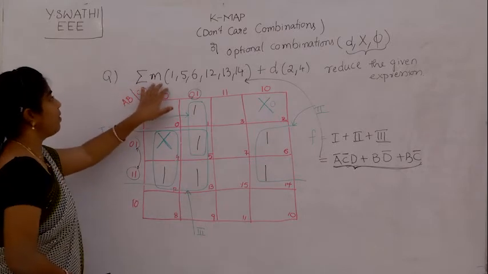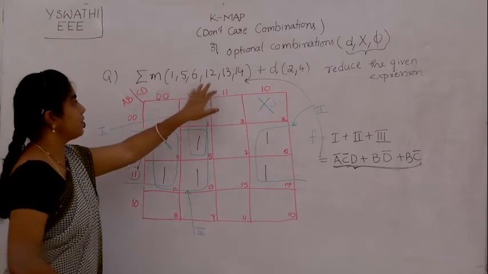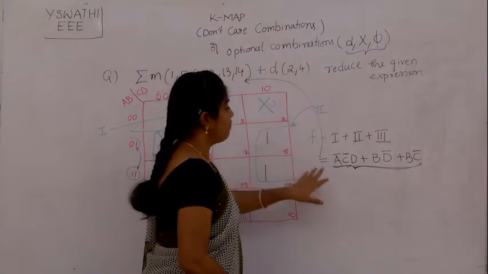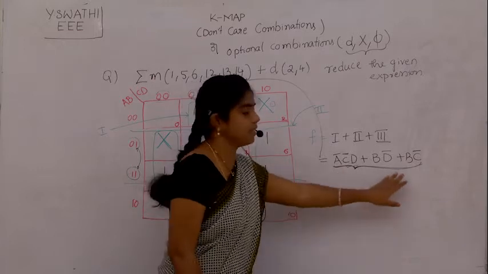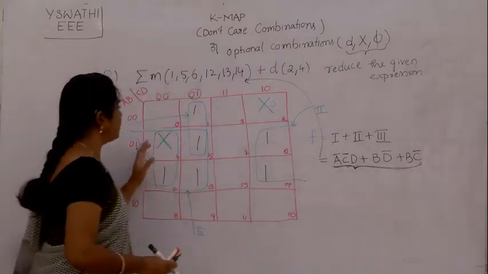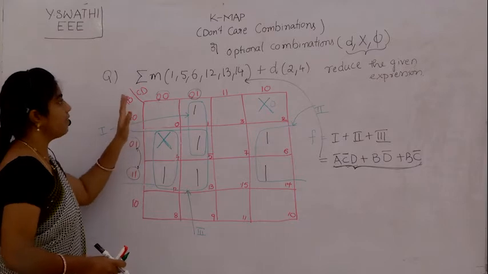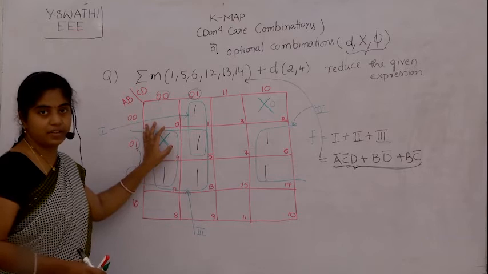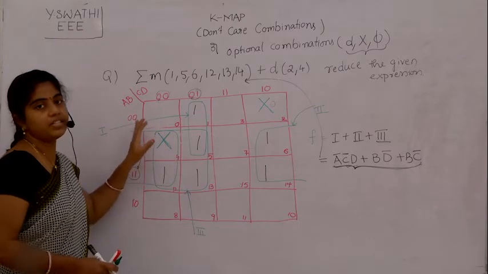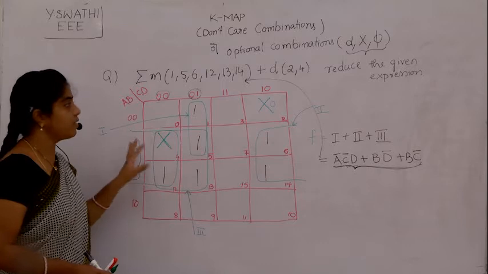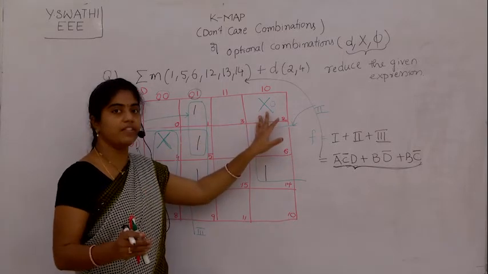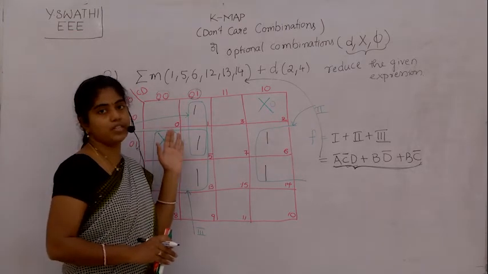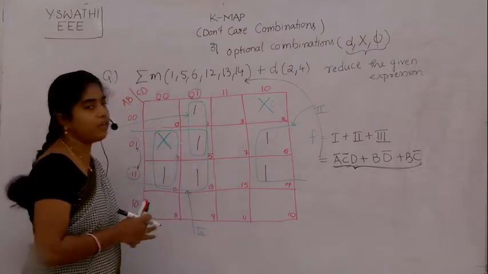Okay, this sigma m of 1, 5, 6, 12, 13, 14 plus don't care combination of 2 and 4 will give us the reduced expression. So what we are doing with don't care: if we have a don't care combination in our expression, we take it as 1 in SOP form if it helps us to reduce the expression. Otherwise we leave it as 0, or leave it alone. In POS form, we will see when we discuss POS K-map reduction. Now we will move on to the next expression.